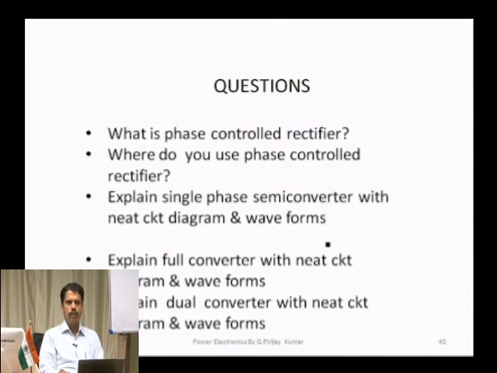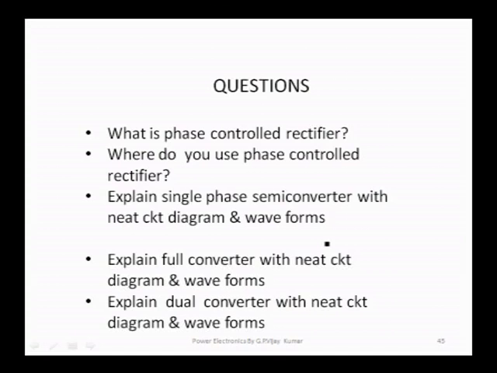What are the questions that can appear in this topic, controlled rectifiers? What is a phase control rectifier? In a phase control rectifier, we use SCRs and by varying the firing angle of an SCR, we get a variable output voltage. That is what we call a phase control rectifier. Where do you use phase control rectifiers? We use them where variable DC power is required. The applications we have seen are traction, HVDC, textile mills, paper mills, portable devices.